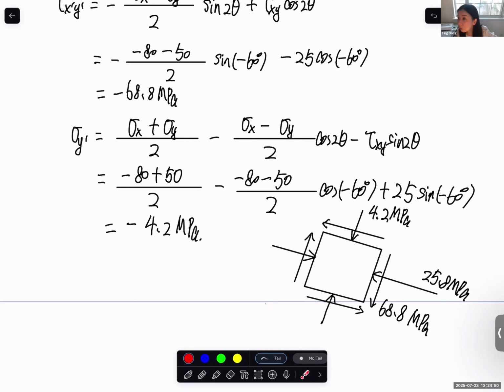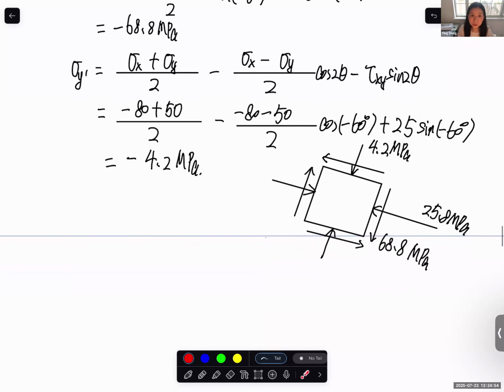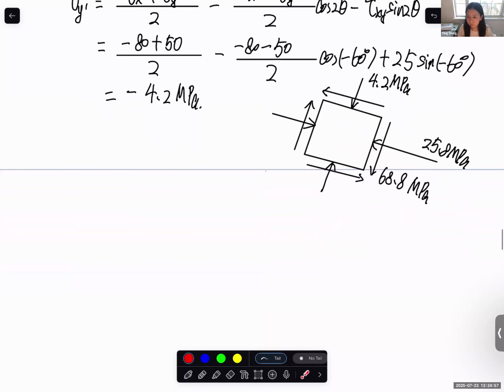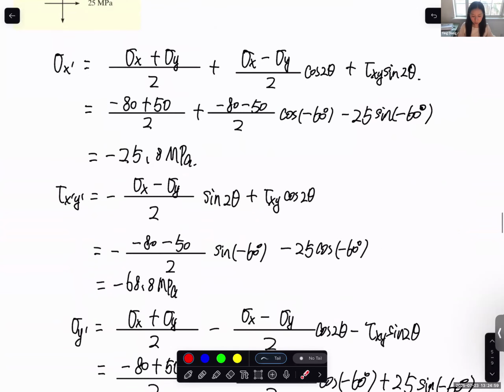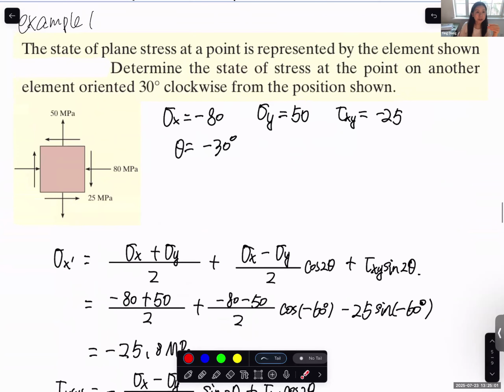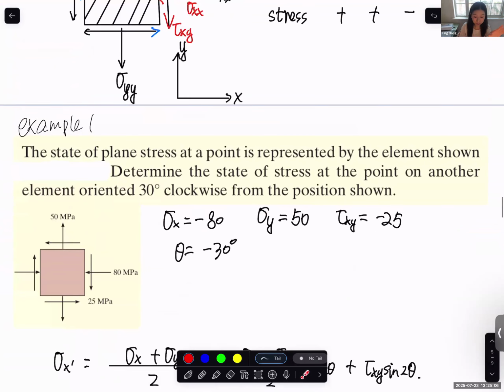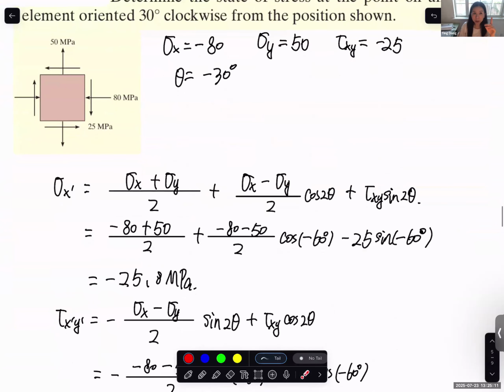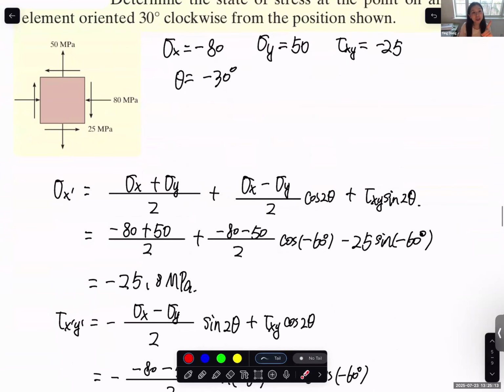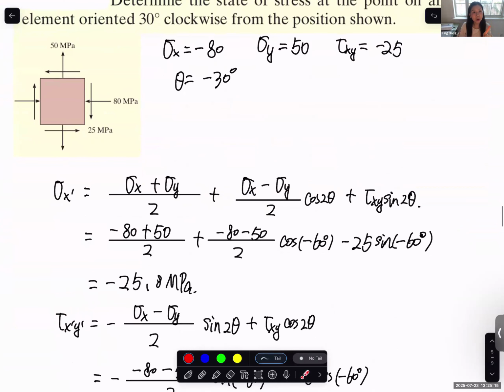Okay, so if no question, let's move on to a new topic. So of course, this is a rotation for any random degree. For theta degree, it can be any value, any degree from 0 to 360, of course. But as engineers, we want to know in what orientation your normal stress reaches the maximum.